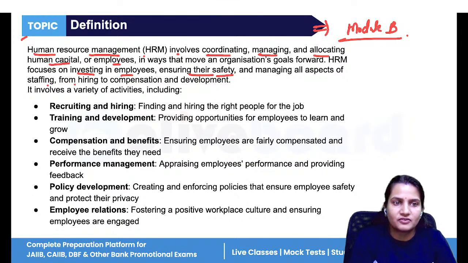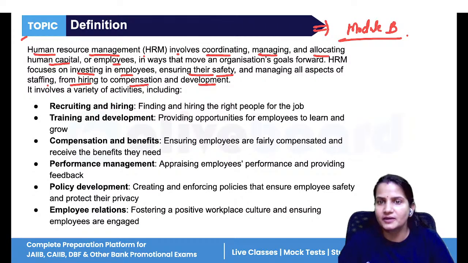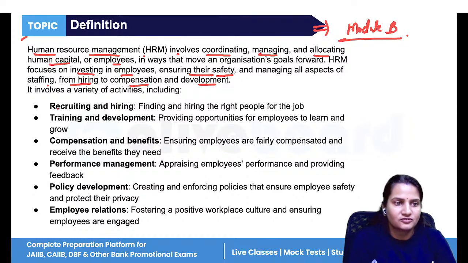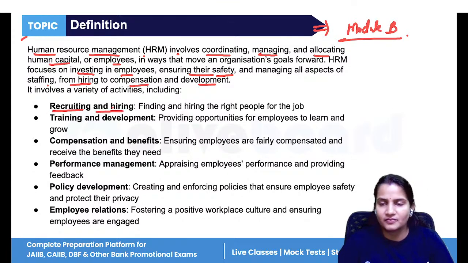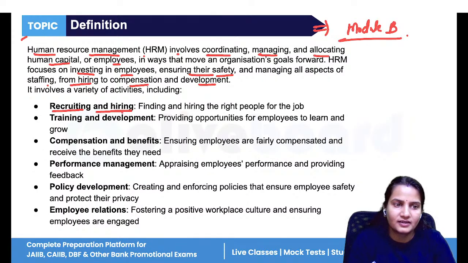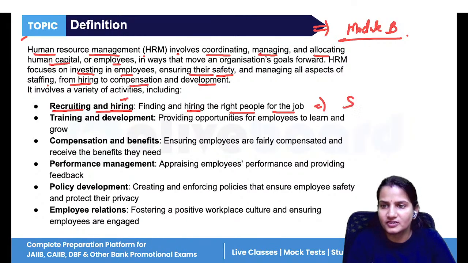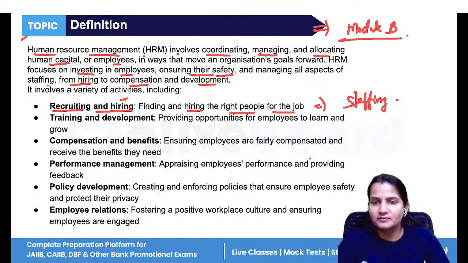Okay, from staffing, from hiring to compensation, in every activity you have to provide a detailed understanding of your people: how you have to treat them, how they are behaving, how you have to behave with them. So it involves recruiting and hiring. So first duty is what? You will recruit the candidate who is fit for that job. From that recruitment you will select the candidates, you will hire the candidates. So finding the right people for the right job, this is what we have studied in staffing also. Staffing means what? Finding the right people in the right job.